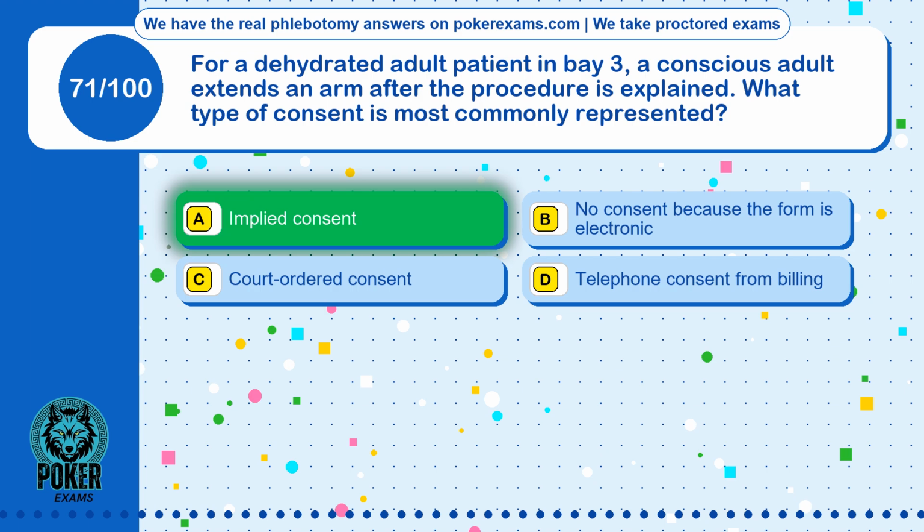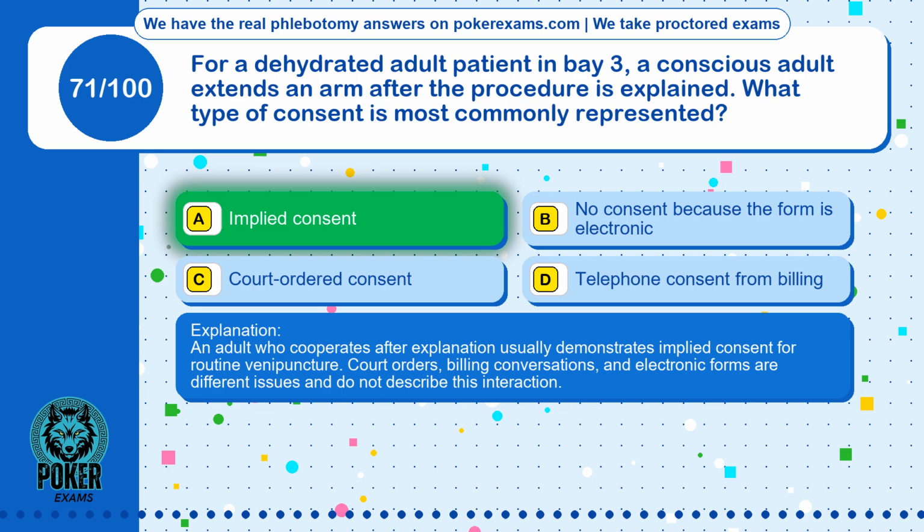The correct answer is option A. Implied consent. An adult who cooperates after explanation usually demonstrates implied consent for routine venipuncture. Court orders, billing conversations, and electronic forms are different issues and do not describe this interaction.